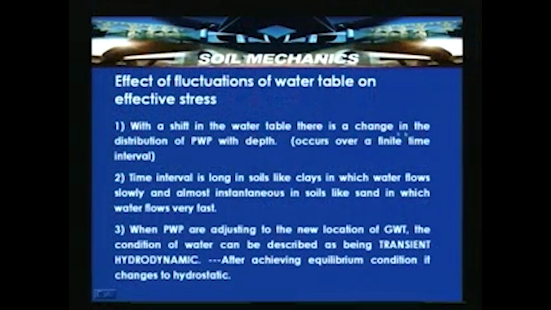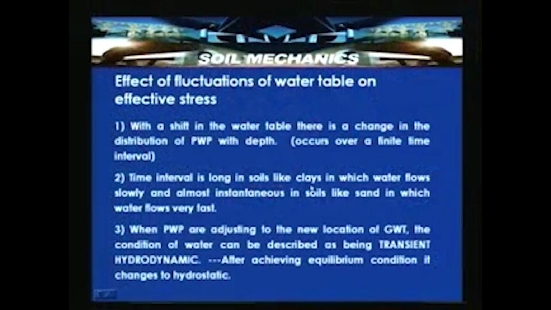So, the effect of fluctuations of the water table on effective stress: with a shift in the water table, the change in the distribution of pore water pressure with depth occurs over a finite time interval. This finite time interval varies with the type of soil. The time interval is long in soils like clays, in which water flows slowly, and almost instantaneous in soils like sand, in which water flows very fast. Why water flows very rapidly in sands and slowly in clay, we will be discussing later. But at this point, we can take it that the time interval is long in clays and almost instantaneous in sands.